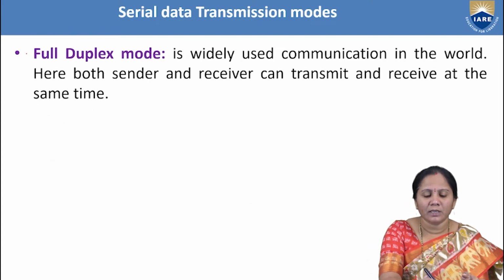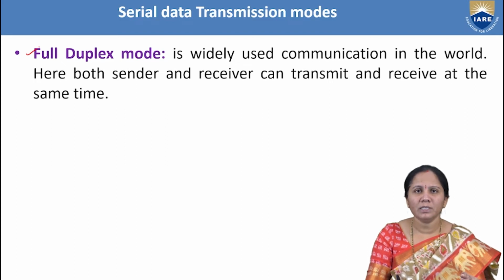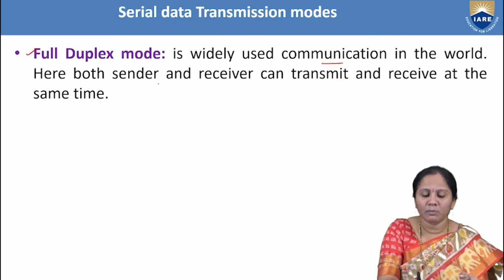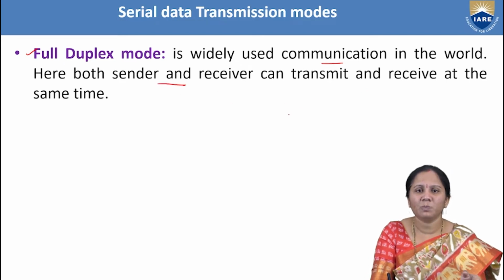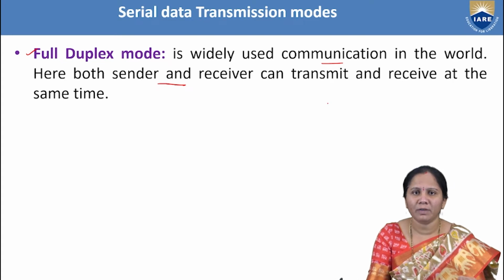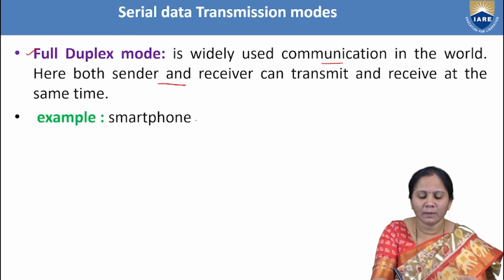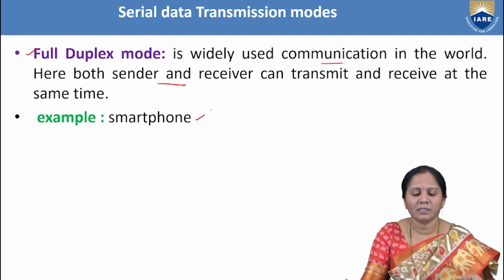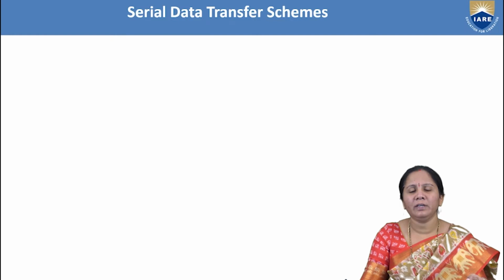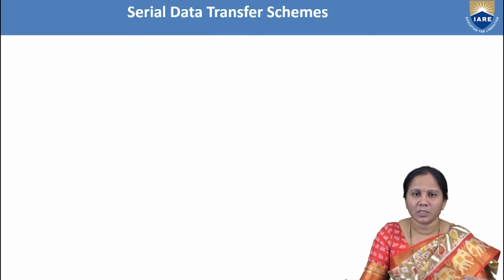And the next transmission mode is full duplex mode. This is the most commonly and widely used communication mode. Why? Because here both sender and receiver can transmit and receive the data at the same time. An example is the smartphone, which comes under this full duplex transmission mode. So these are the different transmission modes that are supported by serial communication.